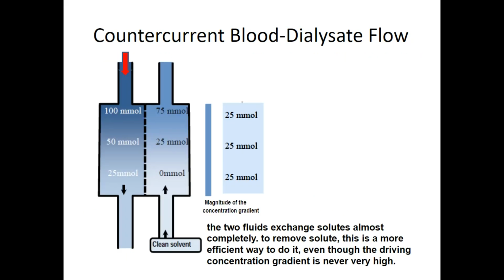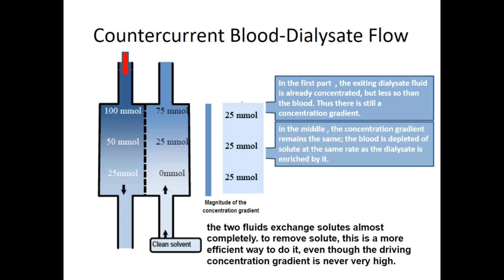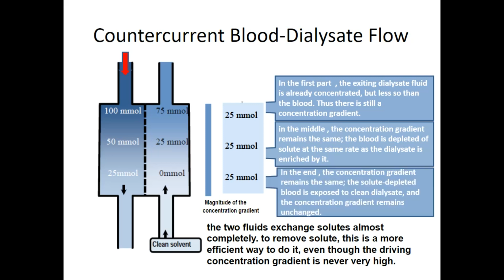The countercurrent blood dialysate flow, in depth: we can find that in the first part of blood entry, the dialysate fluid is already concentrated, but less so than the blood, thus there is still a concentration gradient. While in the middle, the concentration gradient remains the same. The blood is depleted of solute at the same rate as the dialysate is enriched by it. At the end of the blood circulation from the dialyzer, the concentration gradients remain the same.